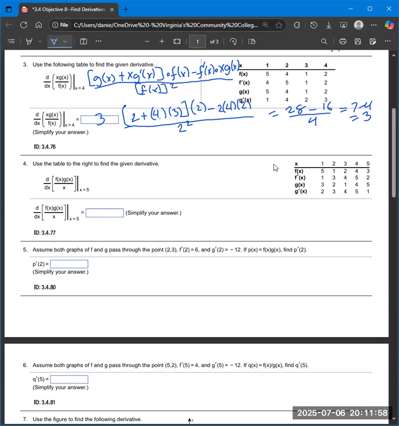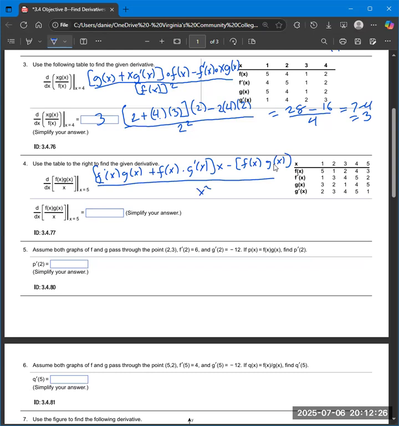And derivative of the top times the bottom minus derivative of the bottom times the top all over the bottom squared. Derivative of the bottom was 1. That's why I didn't write it.